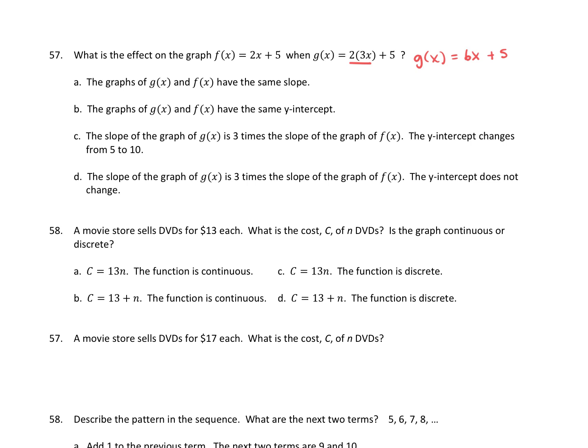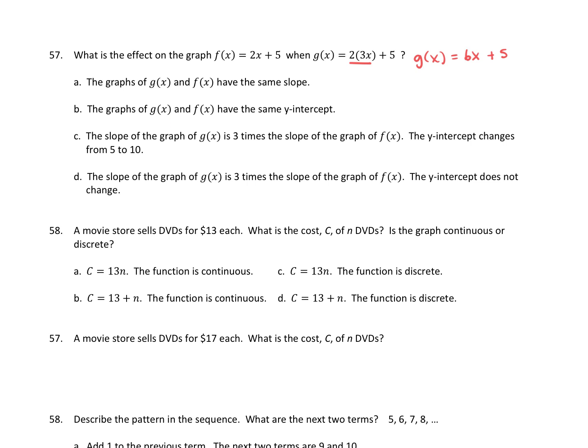All right, let's look at our options and see what we agree or disagree with. The graphs of g of x and f of x have the same slope. So f of x has a slope of 2, g of x has a slope of 6. Those are not the same, so we won't pick that.